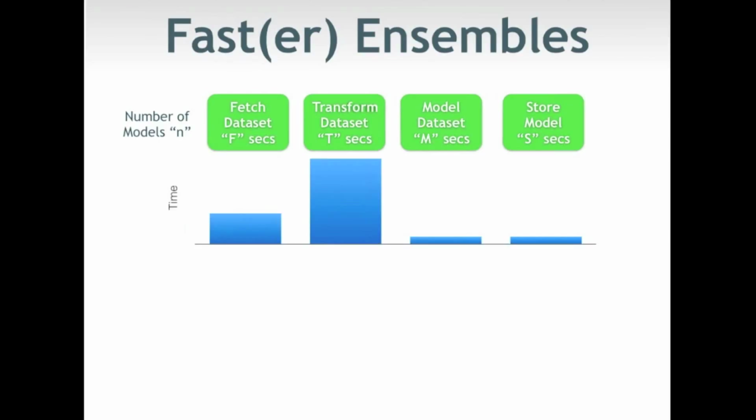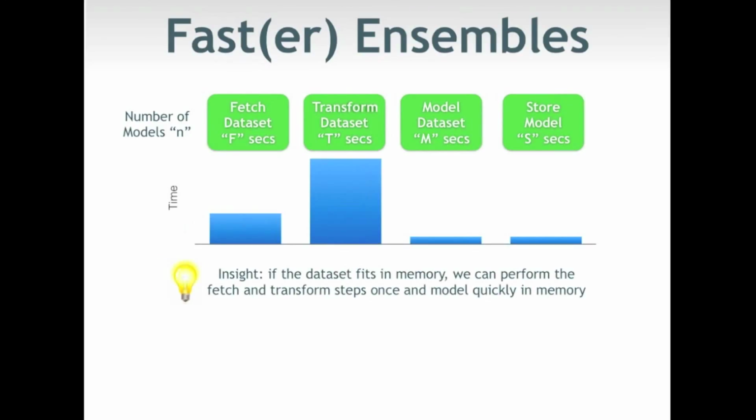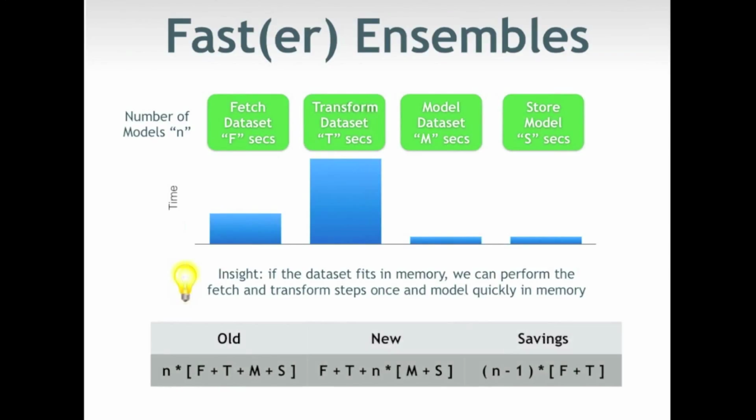So the insight we have is that if the data set can fit in memory, then we can perform the fetch and transform steps at once, and then build several models rapidly in memory. In the extreme case of using one node, we can estimate how much time this can save. Essentially, we save n-1 iterations of the worst 2 components, the fetch plus the transform time. Now, there's nothing to configure for fast ensembles. It's a passive feature that is always running and making things faster.